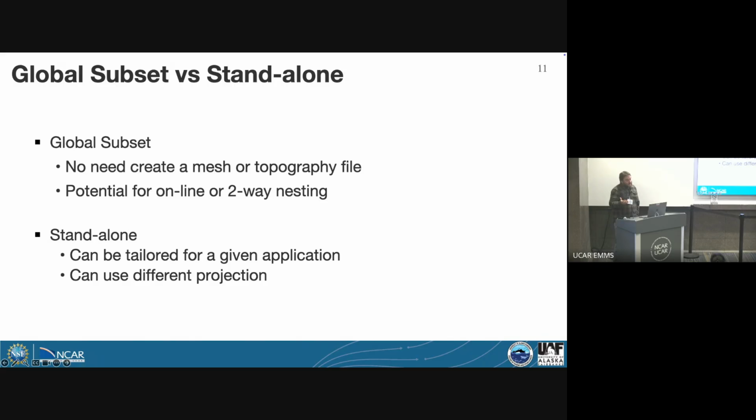The other option is a standalone grid where you create the mesh, and this one is good because you can really tailor the grid for your application. So it's more flexible than extracting a global subset. And also you can use different map projections. Kate will touch on that more in depth later. It's a little bit more work, but you can really get a regional model that is more tailored for your application.